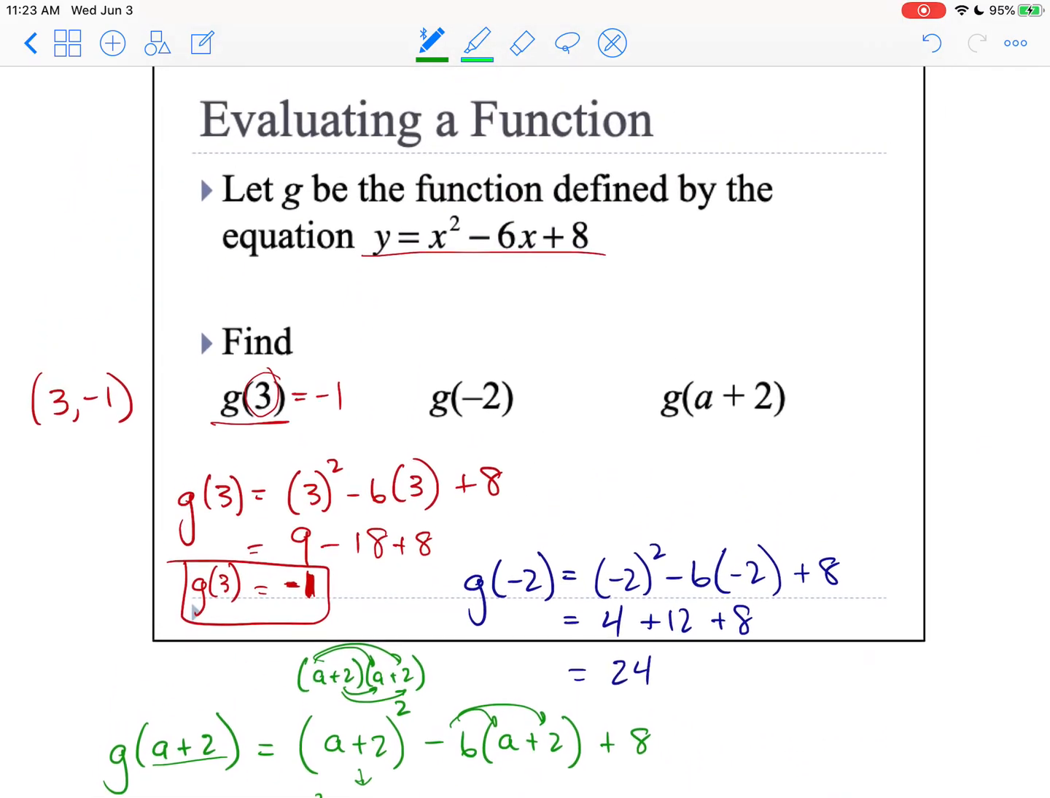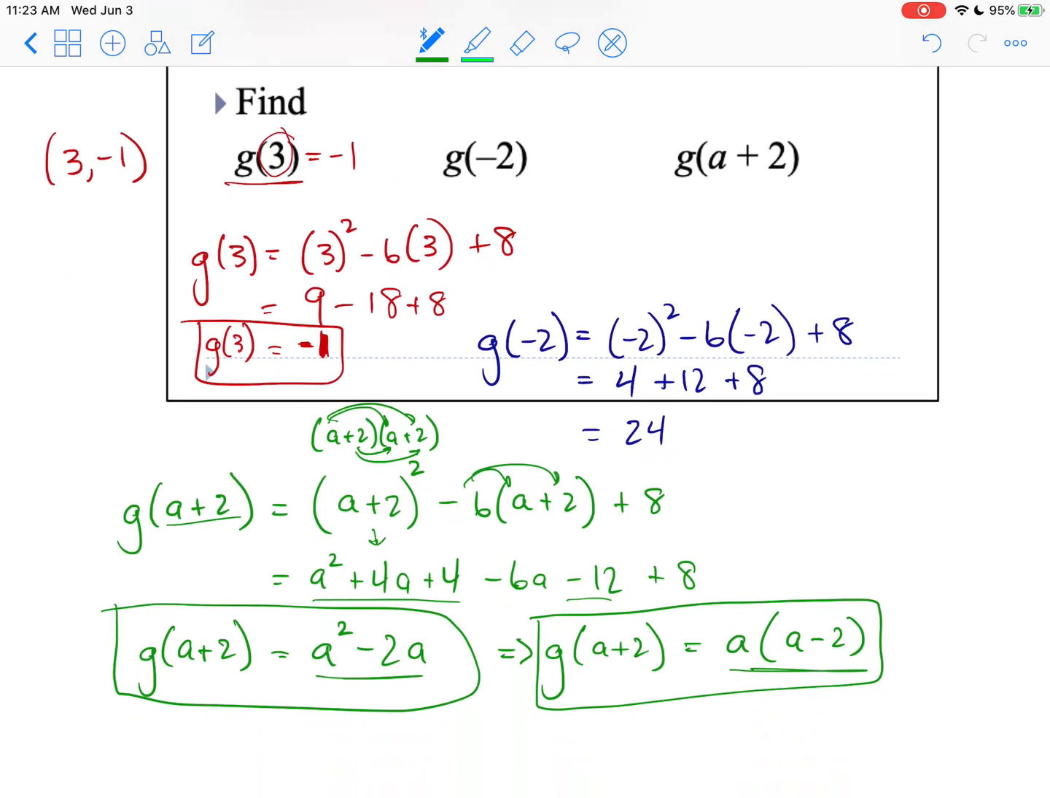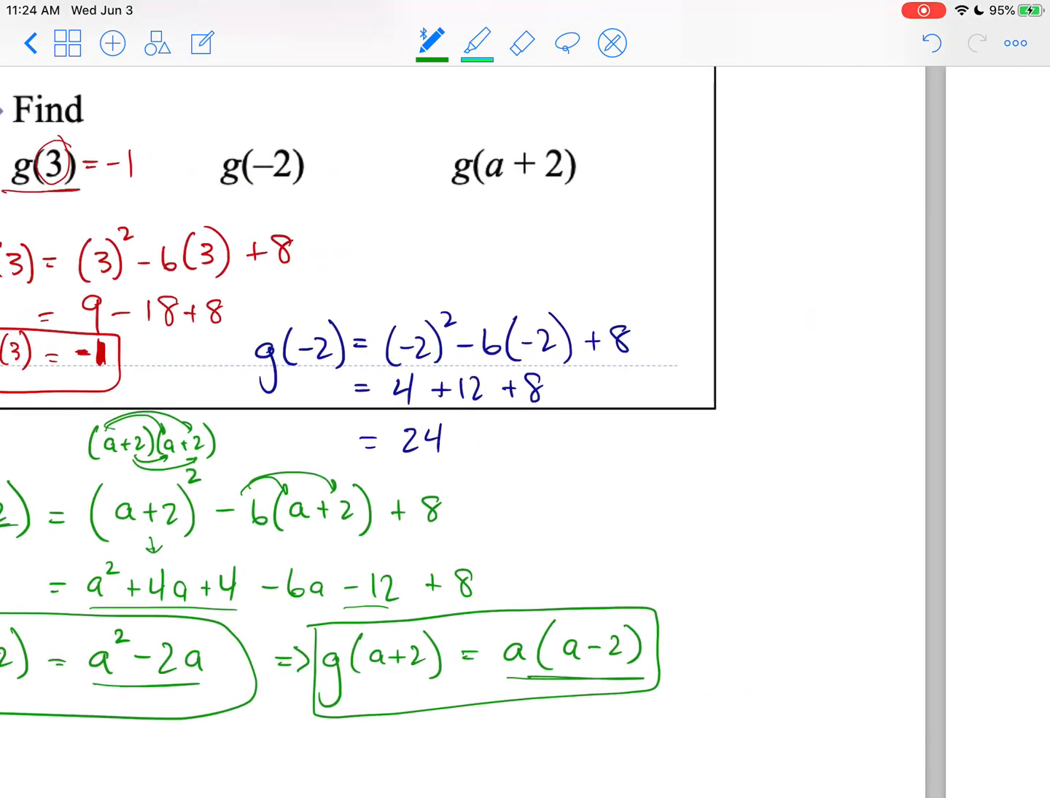All right. Well, that was fun, evaluating a function at various numbers and at an expression. And really this problem here with the a plus 2 is practice for what we're going to be doing later on in this lecture with average rate of change.